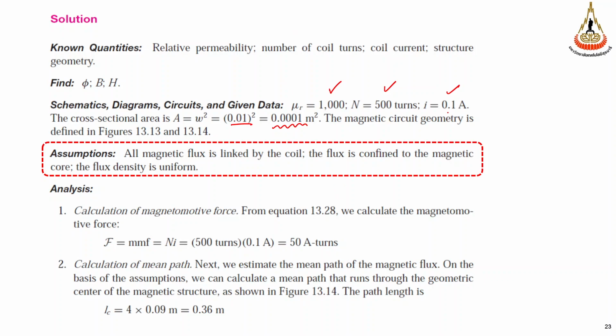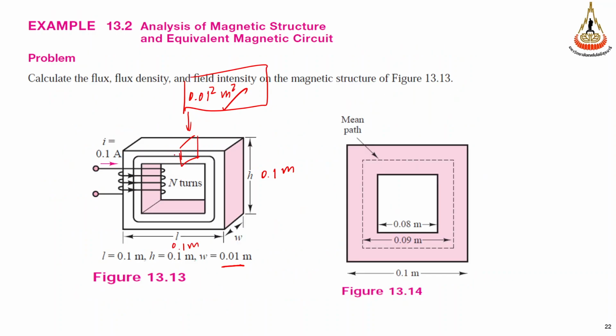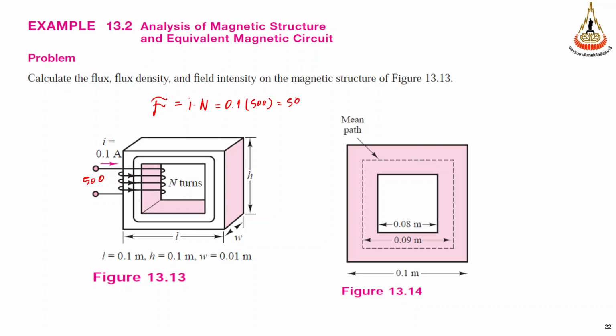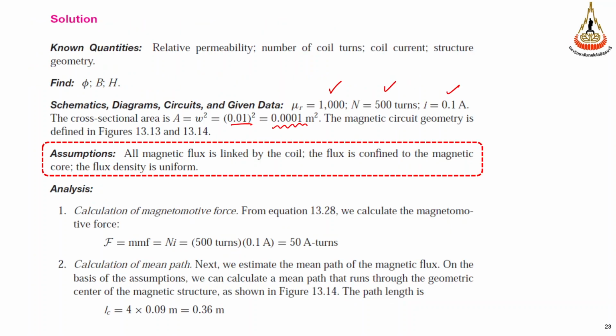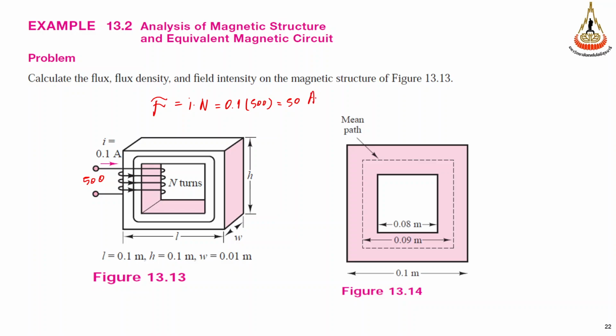So in this case, the force is, how many turns? 500 turns. The force would be I times N, which is 0.1 times 500. So it's 50 here, 50 ampere turn. That's correct.